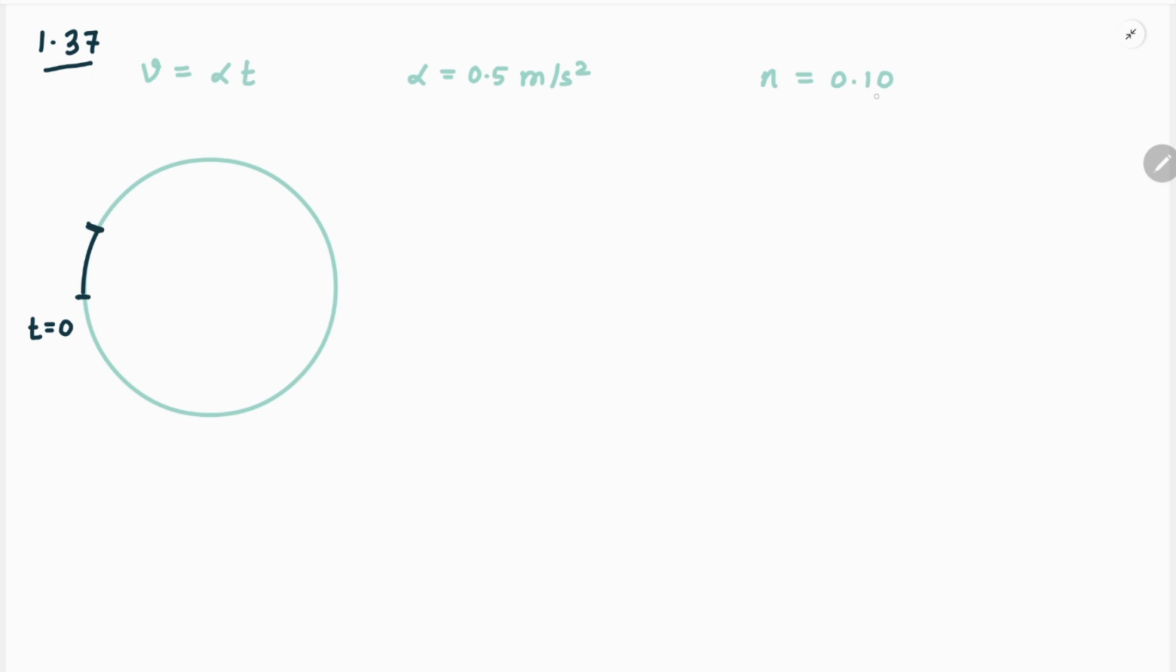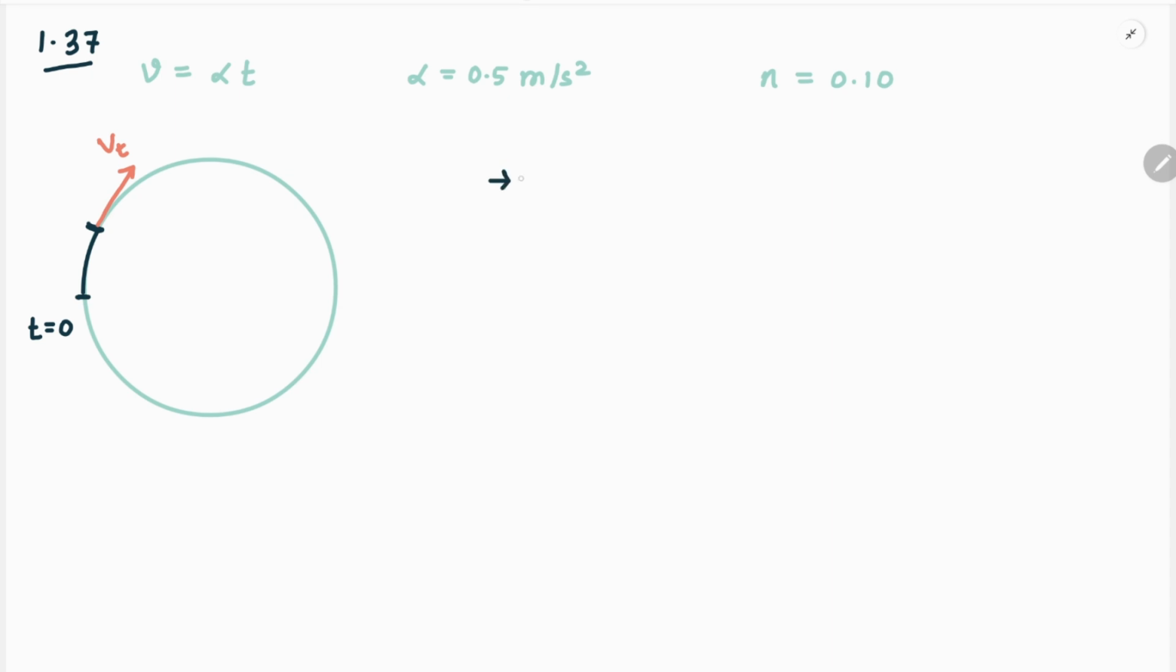At this point, as it covers 0.1 part of the circle, it will attain a certain value of tangential velocity, which we write as Vt. And at this point, we will have two accelerations. Due to velocity, we will have a radial acceleration v square upon r. Along with that, we will also have a tangential acceleration because of the changing velocity, which is alpha t. So we first calculate the tangential acceleration.